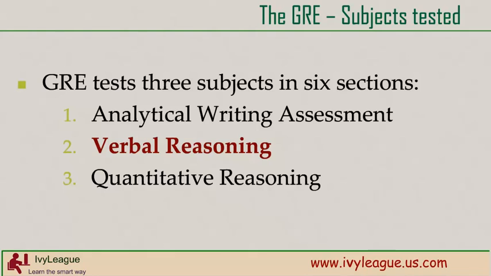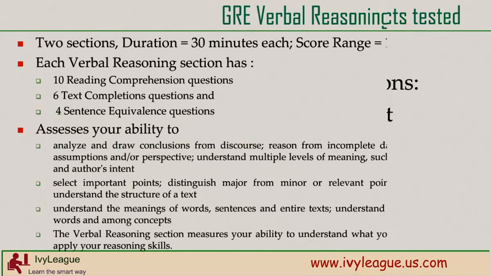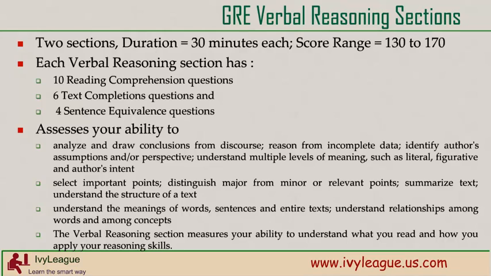The second subject tested on the GRE is verbal reasoning. GRE has 2 sections of verbal reasoning. Each verbal reasoning section is for a duration of 30 minutes. In verbal reasoning sections, scores range from 130 to 170 in 1-point increments.